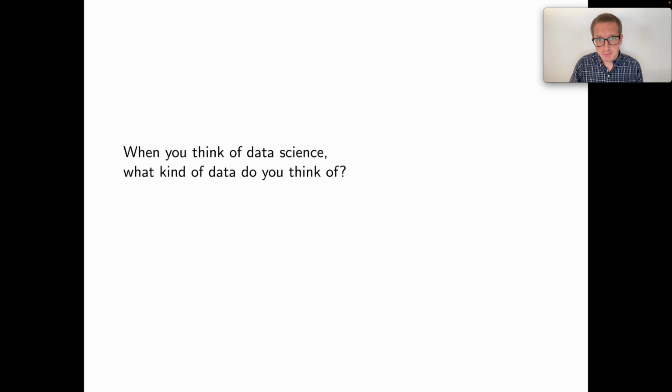Today we talk about sampling. When you think of data science, what kind of data do you think of? A lot of us think of sources of big data, like administrative records and crawling the web. Today we'll talk about a very different kind of data: samples drawn from a population by a probability sampling method.